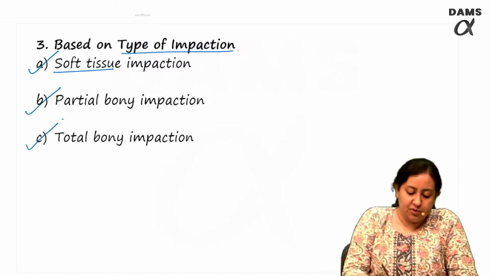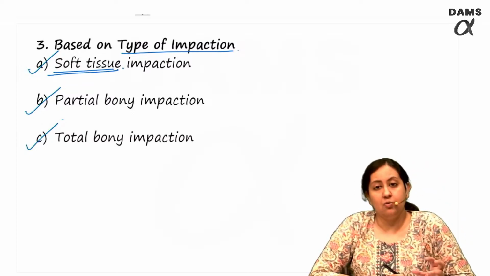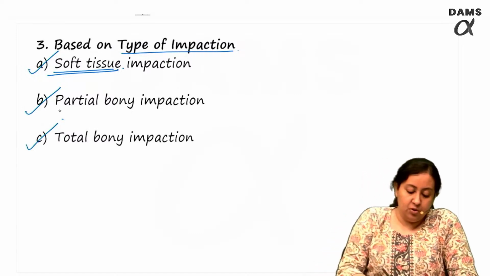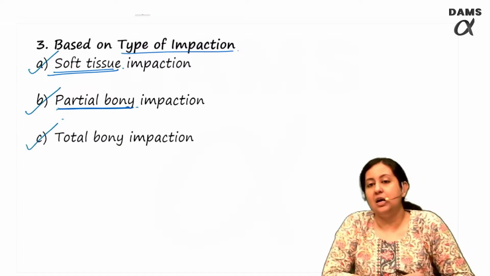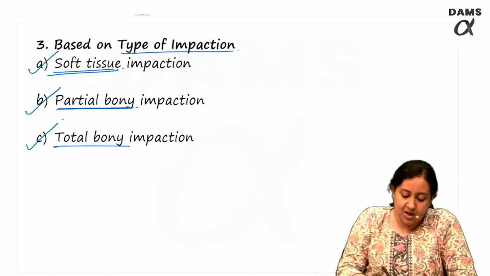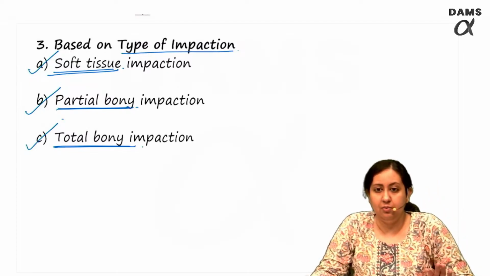So what do you mean by soft tissue impaction? When especially the crown portion of the tooth is present in the soft tissue. Partial bony means it is partly covered by bone and partly covered by soft tissue. And total bony means when the tooth is completely present within the bone.